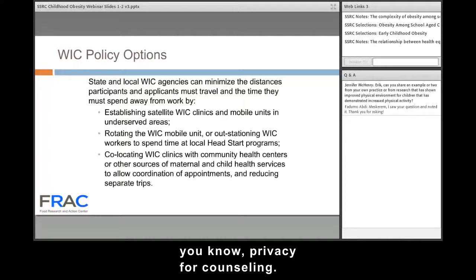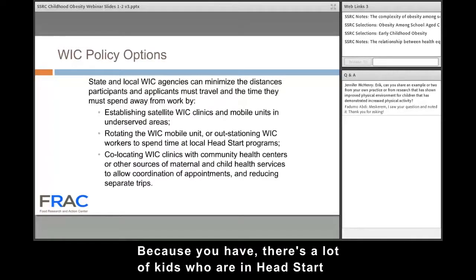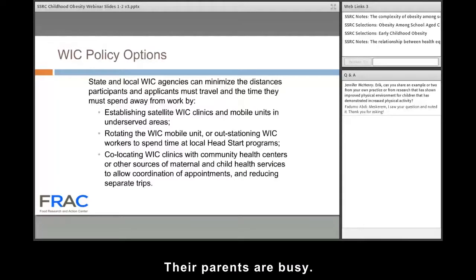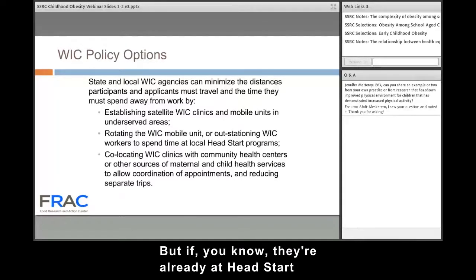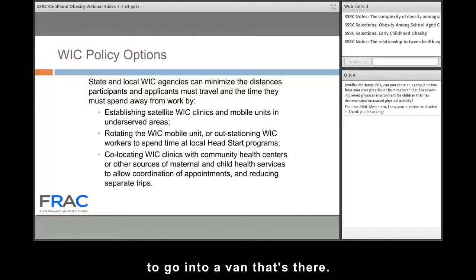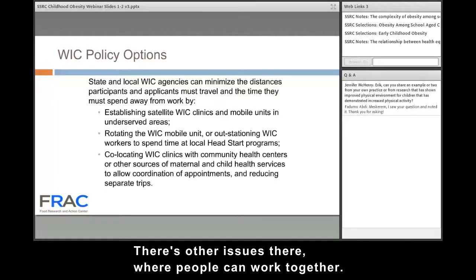And so, because there's a lot of kids who are in Head Start who are eligible for WIC but might not be participating. Their parents are busy. But if they're already at Head Start to pick up their kids, it's not too much trouble to go into a van that's there. There's other issues there where people can work together.